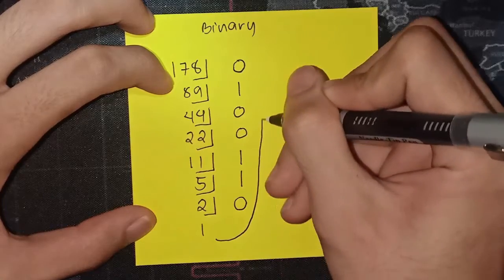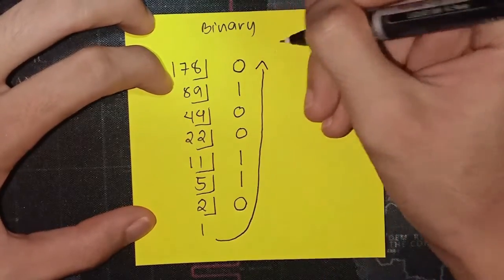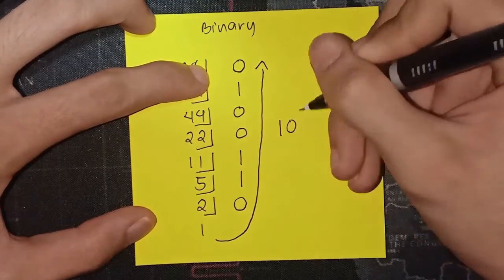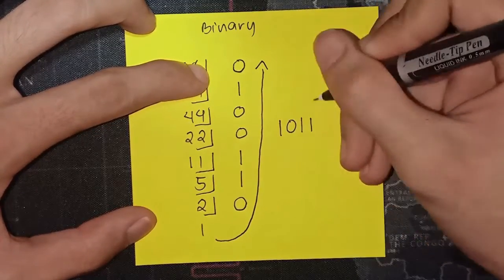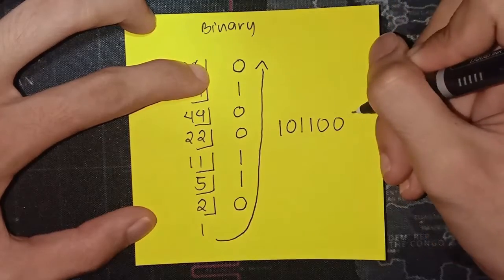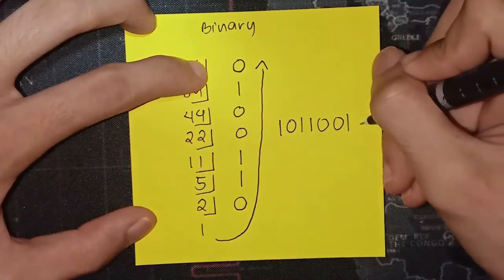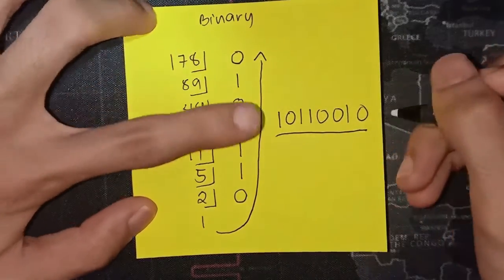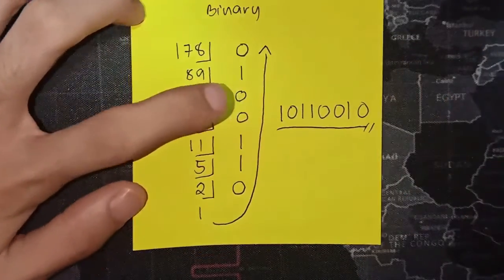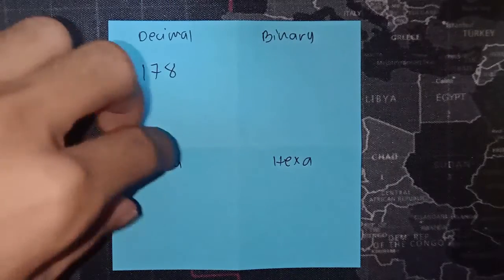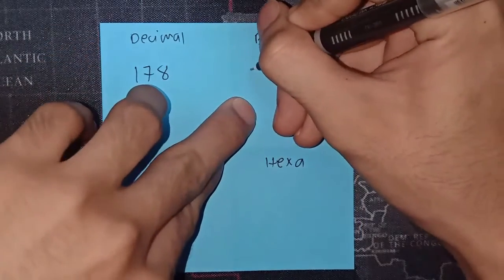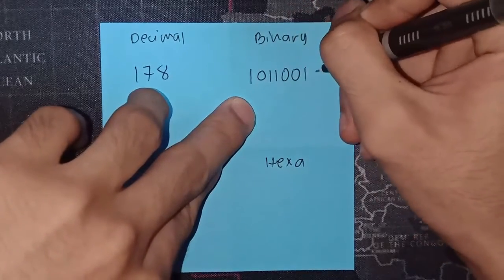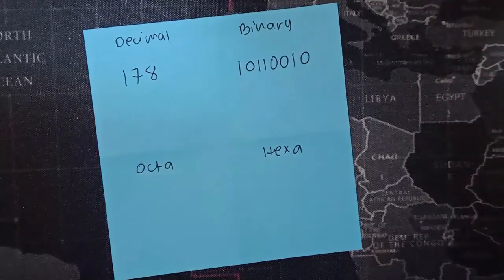From below to the top, just like this: 1, 0, 1, 1, 0, 0, 1, 0. Now that we have a decimal, we are now going to write our binary here, which is 1, 0, 1, 1, 0, 0, 1, 0. So the next thing I'm gonna teach you is the octa.